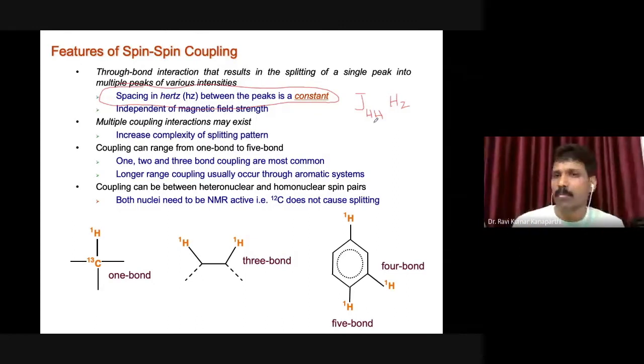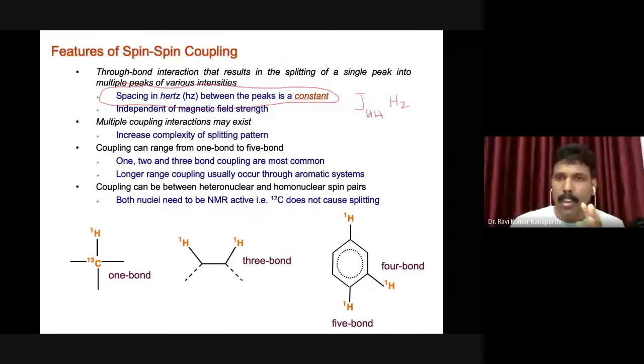HH means the proton. Suppose if I write CH here, then that means the coupling is between the carbon-13 nuclei and the proton, right? So this is a simple homonuclear coupling constant J.